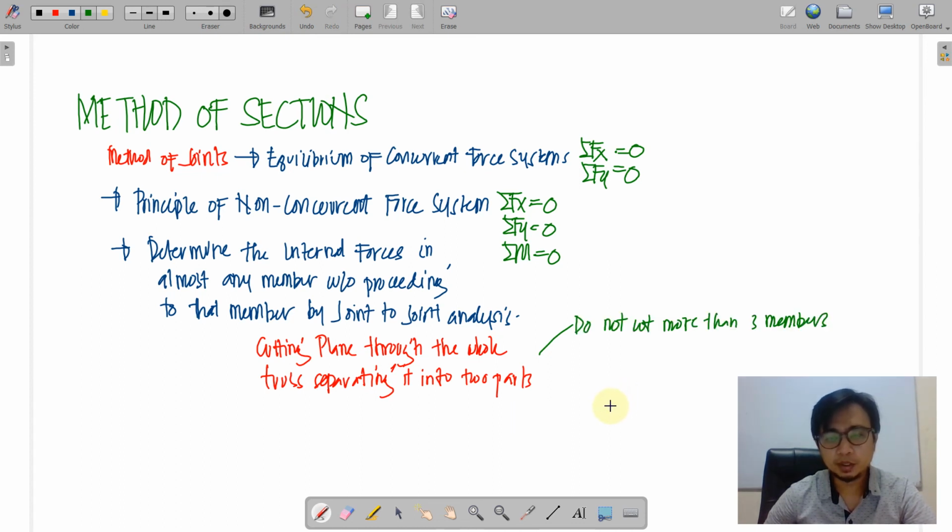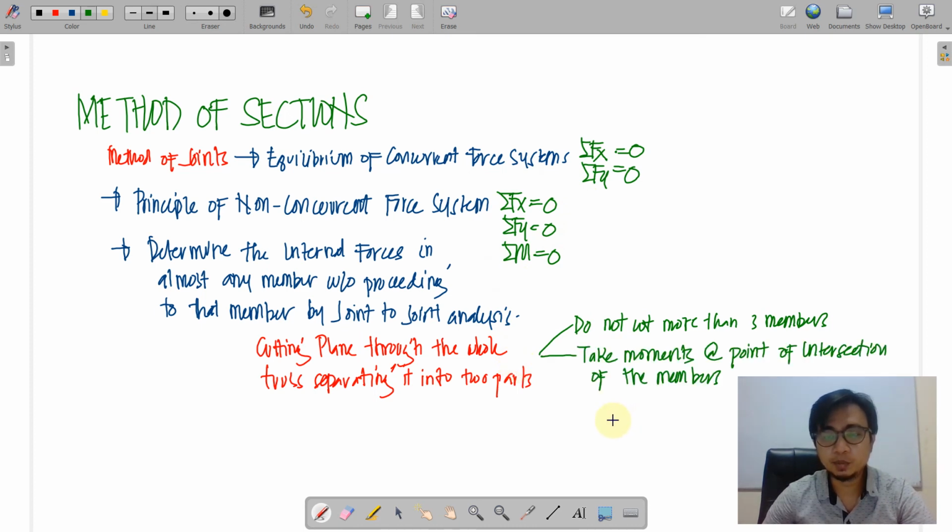Number one, as much as we can, we do not want a cut section involving more than three members. So that is why we do not place a cutting plane in a section where there are more than three members. Because as we all know, we have only three available equilibrium equations in a determinate structure. So these are those equations.